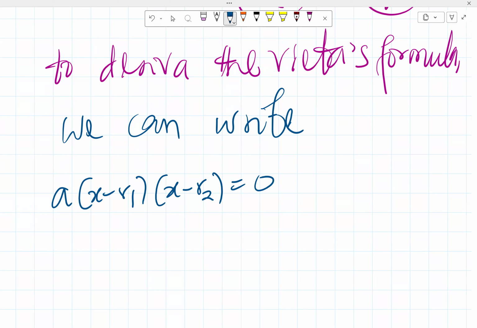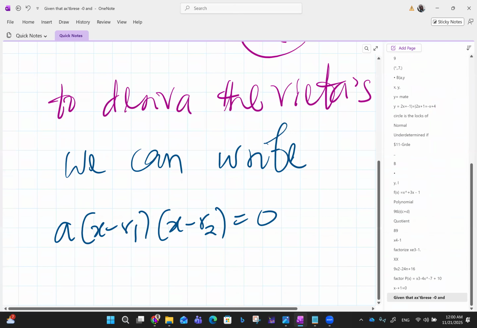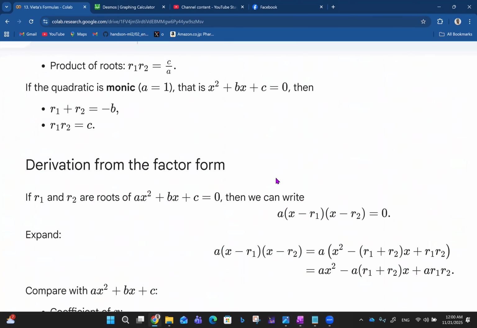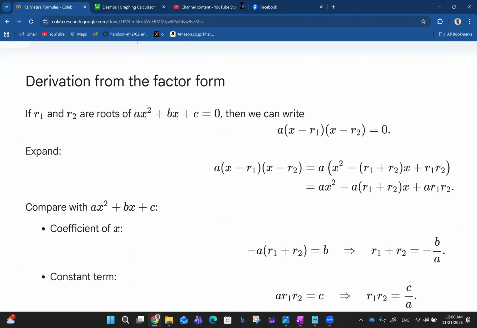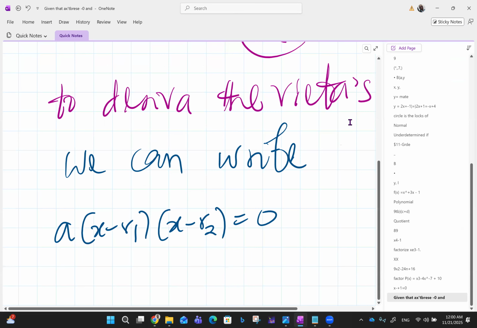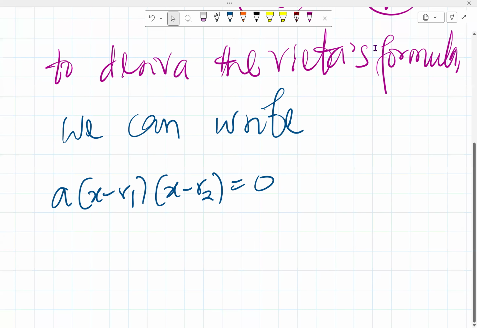If you equate this to 0, you get r1 and r2, so this is very correct. And this a is here because you may be considering a case that is not monic. Monic, yeah, monic is the word. So now we can write this because we know for sure that r1 and r2 are the roots.